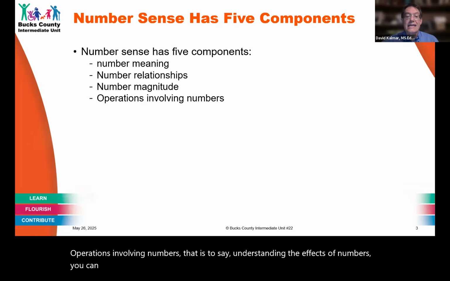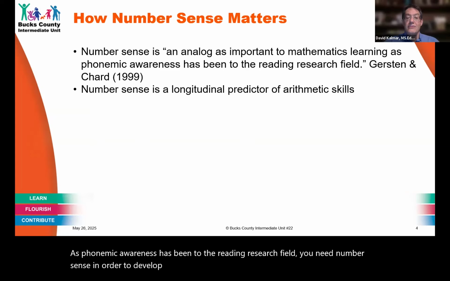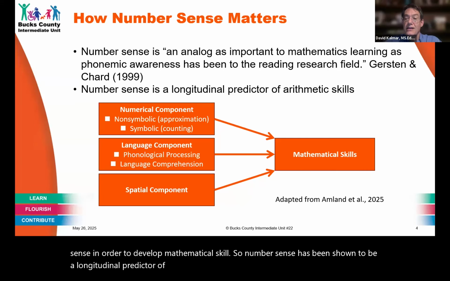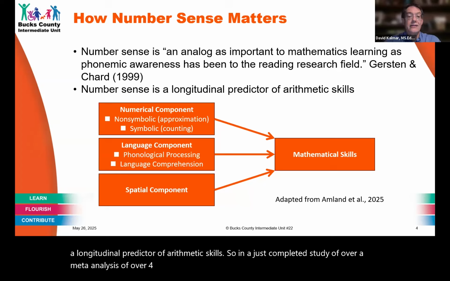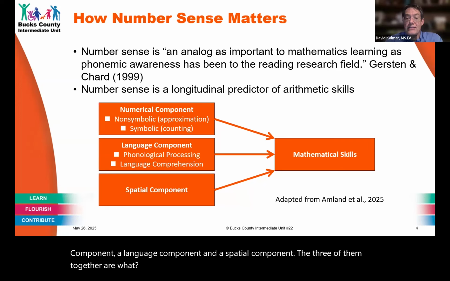Now, number sense matters because it is as important to mathematics learning as phonemic awareness has been to the reading research field. You need number sense in order to develop mathematical skill. Number sense has been shown to be a longitudinal predictor of arithmetic skills. In a just completed meta-analysis of over 400 quantitative studies, we find that there are really three different factors: a numeric component, a language component, and a spatial component. The three of them together are what drives mathematical skills.